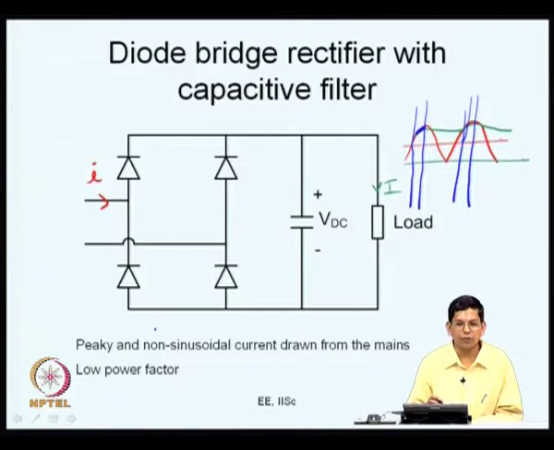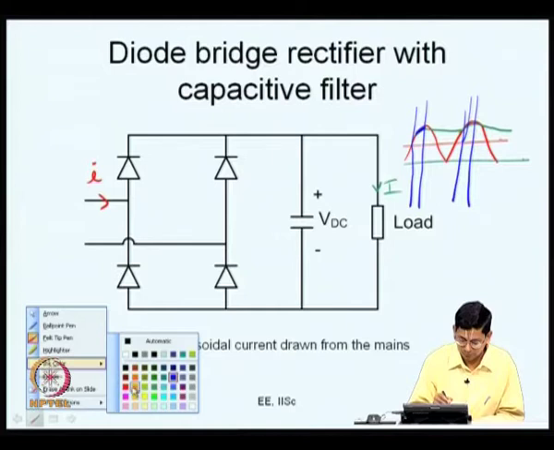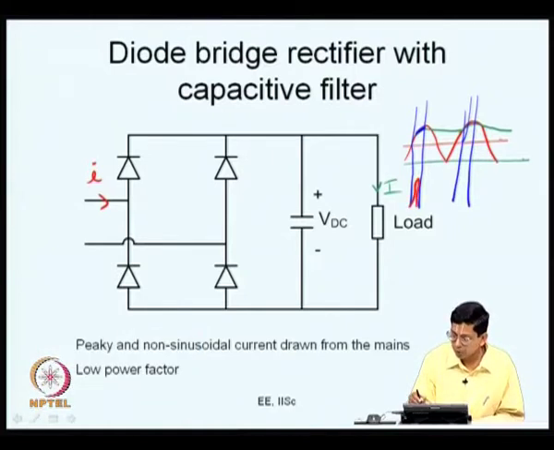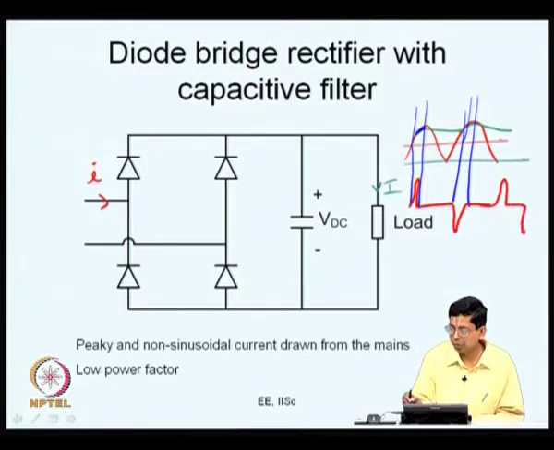So, how does the current waveform look? The current waveform looks something like this, and in the other half cycle it will be something like this. So, the nature of the current waveform would be something like this. Why is this like this? The diodes will be reverse biased for most part of the time. Why? Because the output capacitance voltage is greater than the input AC voltage for most part of the line cycle.